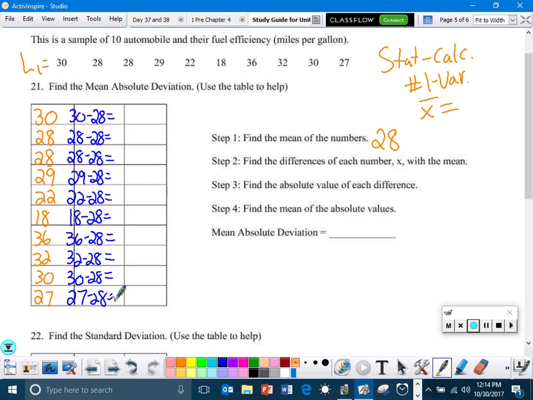Okay, now I'm going to do all of the differences. Okay, that was step 2. The middle column was for step 2. The third column is for step 3. Find the absolute value of each difference. Remember, absolute values are just the positives.